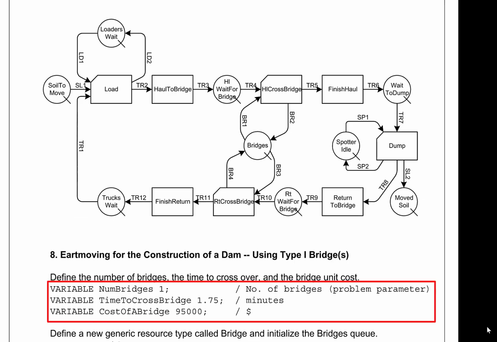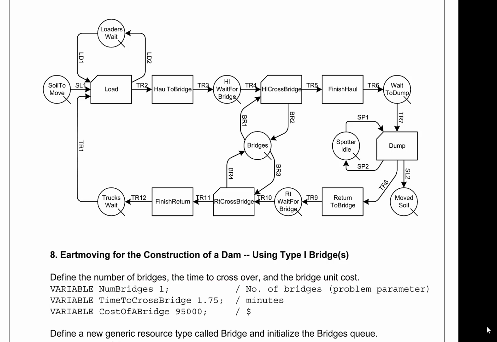To model the bridges, we define three new variables. The first variable is the number of bridges. In this case, there is only one bridge. The second variable is the time it takes to cross a bridge, which is 1.75 minutes. The trucks have to go really slowly over the bridge to avoid excessive vibrations. The next variable, cost of a bridge, is simply the cost in dollars of that bridge.